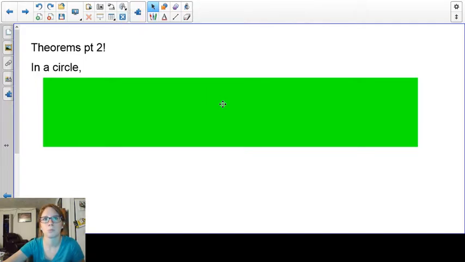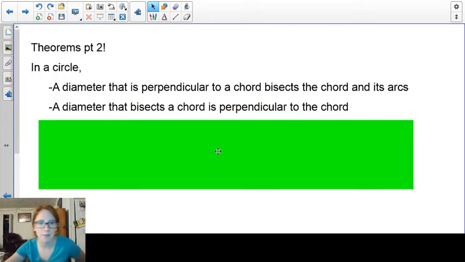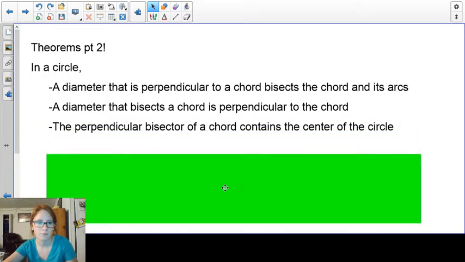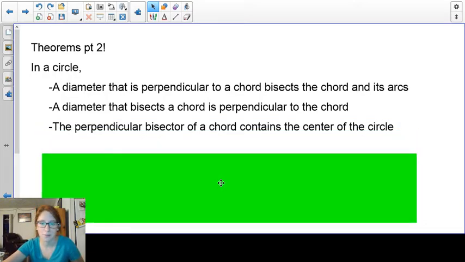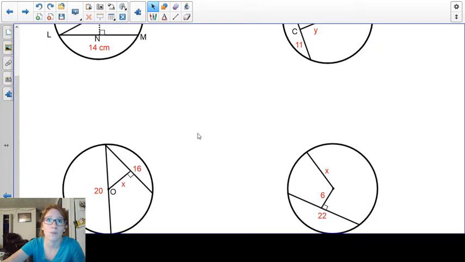Theorem part 2. In a circle, a diameter that is perpendicular to a chord bisects the chord and arcs. A diameter that bisects a chord is perpendicular to the chord. And the perpendicular bisector of a chord contains the center of a circle. Why do we care about that? Because it allows us to do all of these problems.